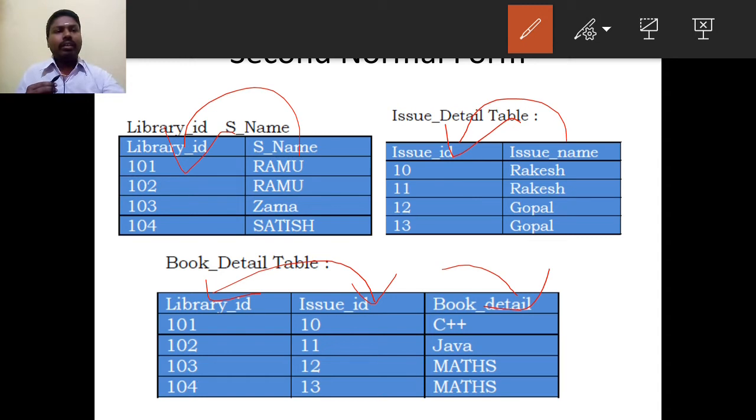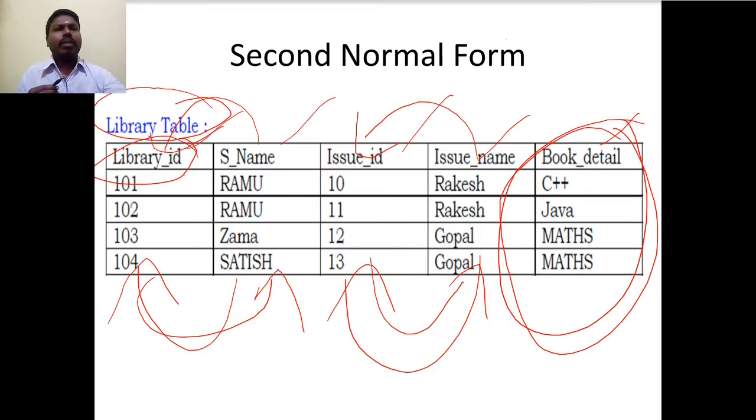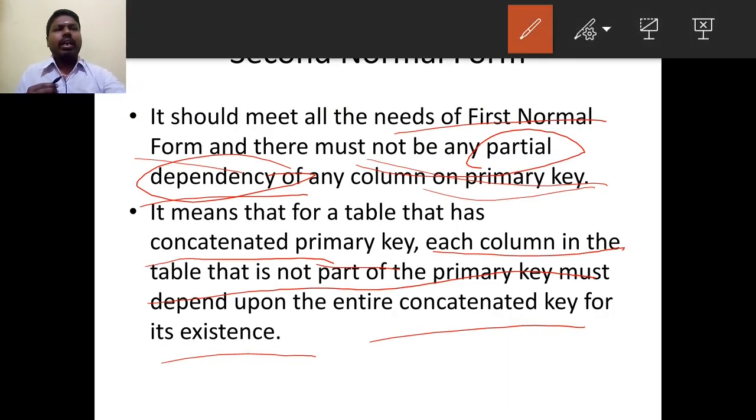Understand? Now this table is fully dependent. There is no partial dependency. Understand? So what is second normal form in the sense? There must not be any partial dependency of any column on the primary key.